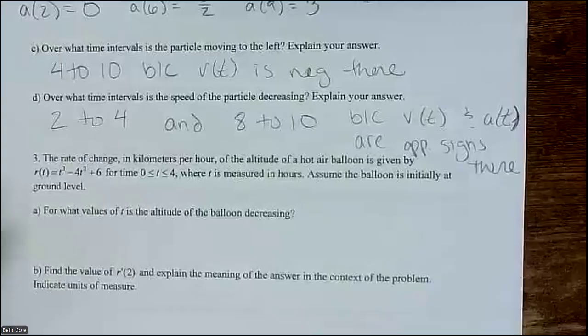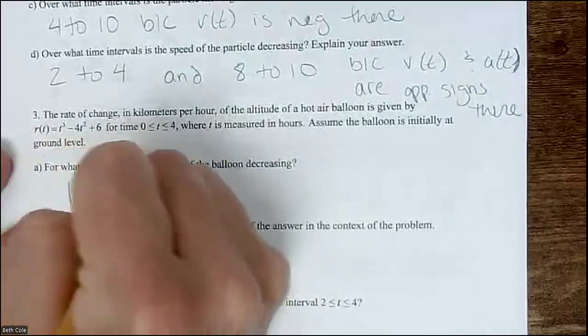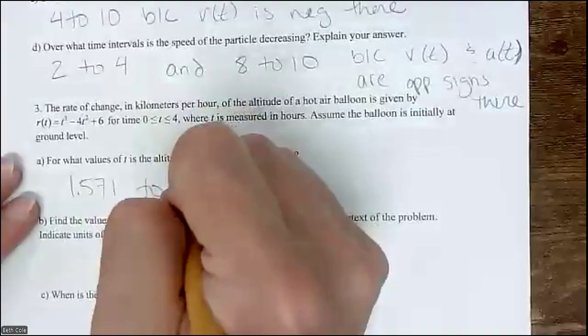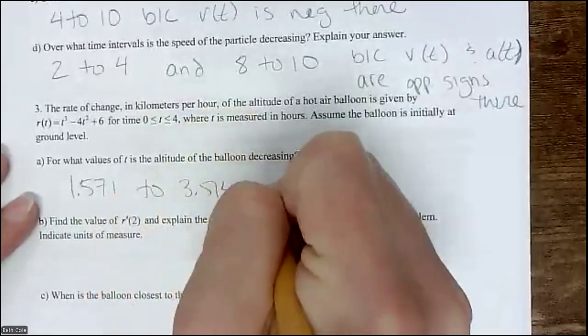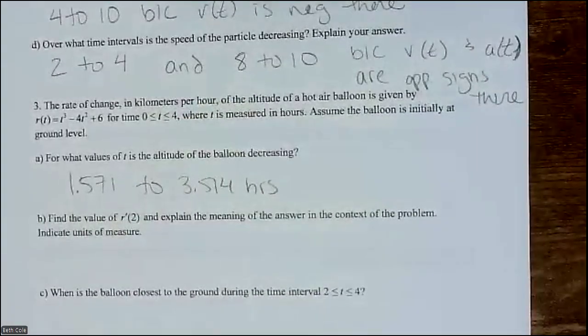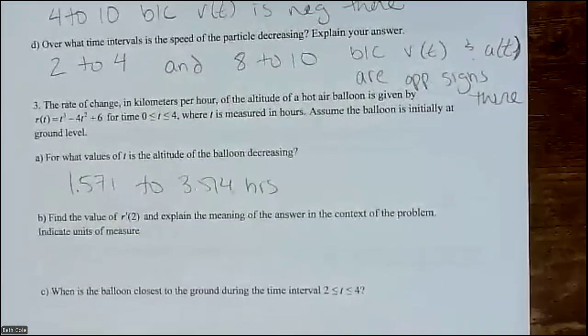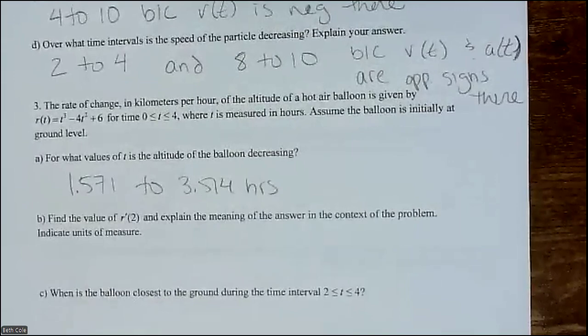1.571 hours to 3.514 hours. Does it say to explain it? No, but if it did, it would be because if you say it, they will not give it to you. I'm the messenger. Velocity is negative. You have to cite your source. It's either position, velocity, or acceleration.